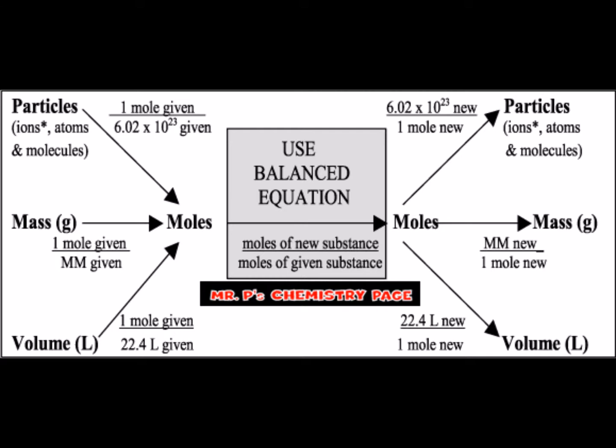Look at the top left corner. When converting particles to another unit, you must divide the amount of moles of that particle by Avogadro's number. For mass, you must divide the grams given by the molar mass to find how many moles you have. For volume, you must divide what is given by 22.4 liters to again find the amount of moles you have.